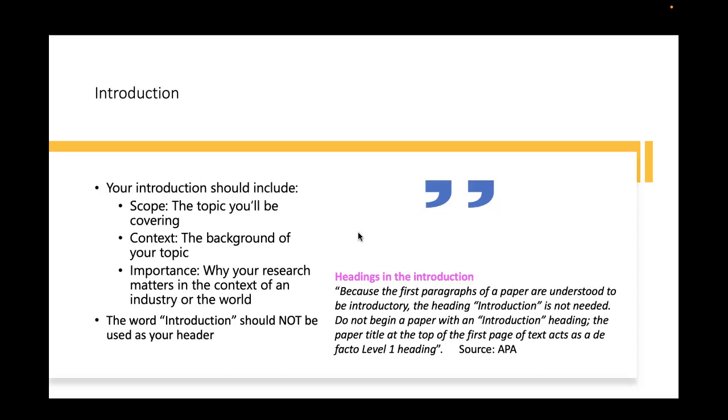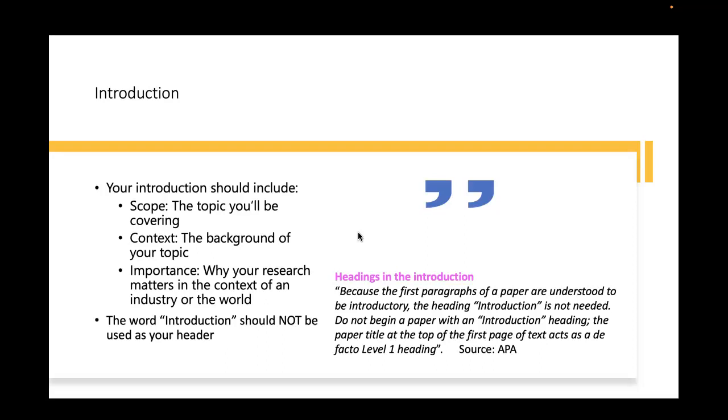I'll read this specifically, and this is directly from the APA. This is verbatim. It says, because the first paragraphs of a paper are understood to be introductory, the heading introduction is not needed. Do not begin a paper with an introduction heading. The paper title at the top of the first page of text acts as a de facto level 1 heading, and that's verbatim from the APA.